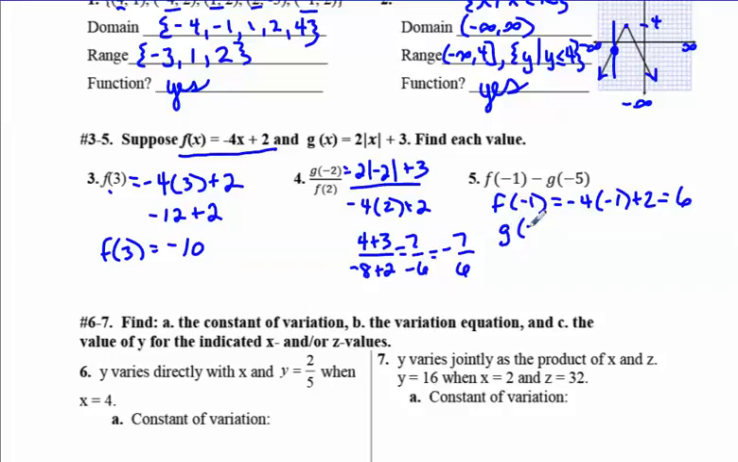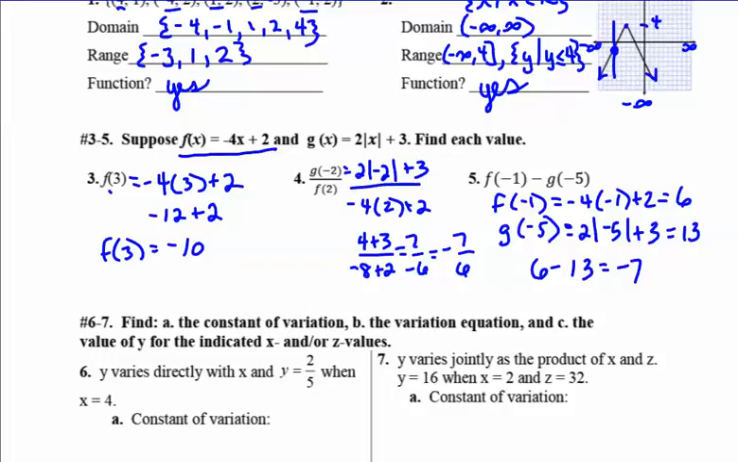G of negative 5 is going to be 2 times absolute value of negative 5 plus 3. The absolute value of negative 5 is 5, times 2 is 10, plus 3 is 13. So I have 6 minus 13, which is negative 7.